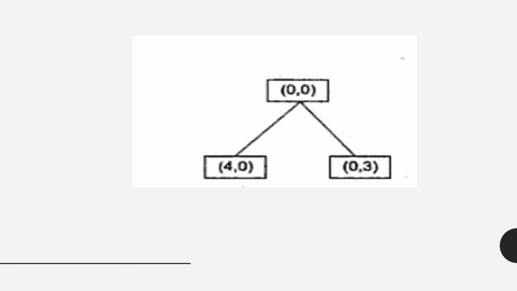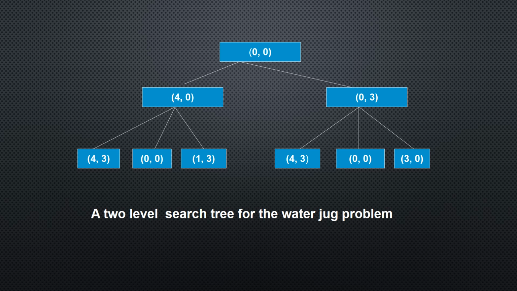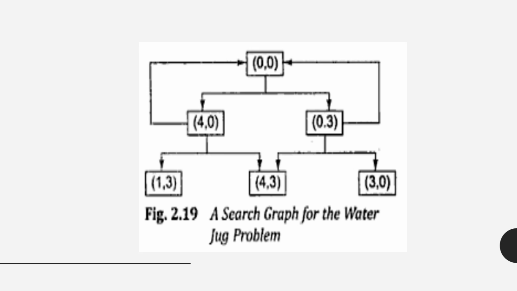After getting idea about different states, with the help of that we can draw a tree like this, and this tree representation is called state space representation of the water jug problem. Here you can see a two-level search space representation of the water jug problem. Here, the water jug problem is represented using a graph rather than a tree. Either a tree or a graph can be used for visualizing a problem.